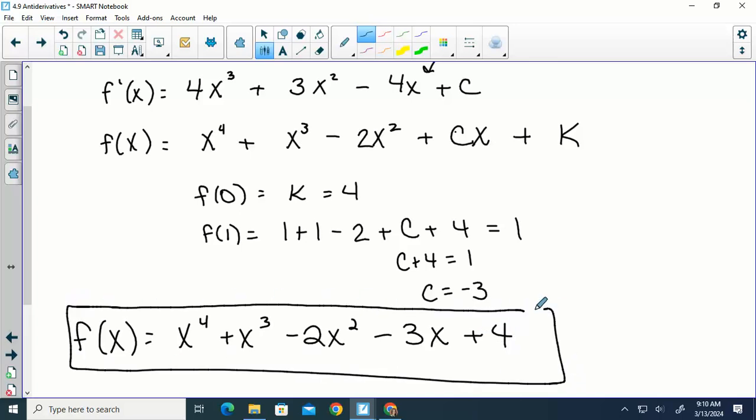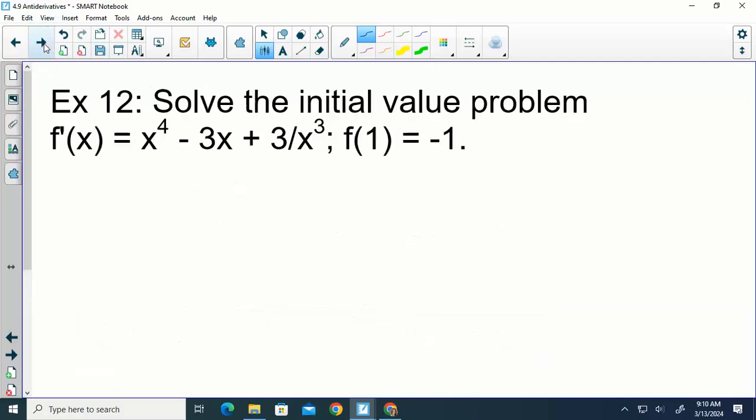So when I give you those points, I'm giving you the information to find the constant value. Any questions on that one? Sometimes these are called initial value problems. Essentially, it's the same thing. You're doing the antiderivative, but I'm giving you the information to find your constant at the end.